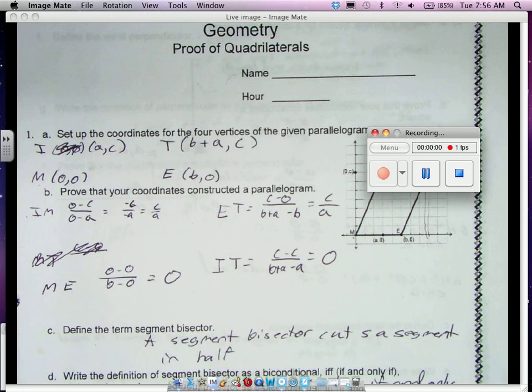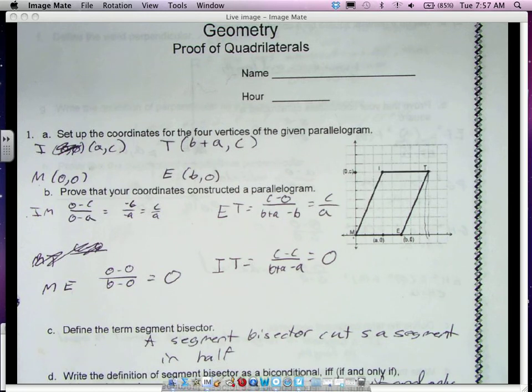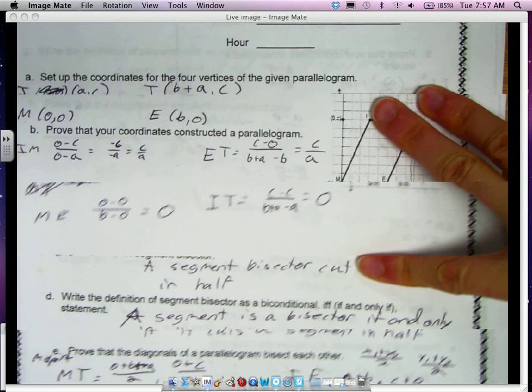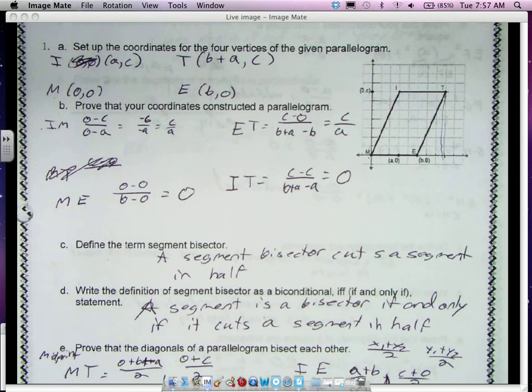All right, ladies and gentlemen, we are looking at the proofs of quadrilaterals packet. We're looking at number 1. We're trying to prove something is true for a general parallelogram, so we can say it's true for all parallelograms. Okay, first we had a drawing already done for us, and we picked the points.